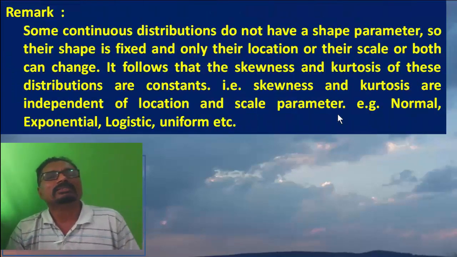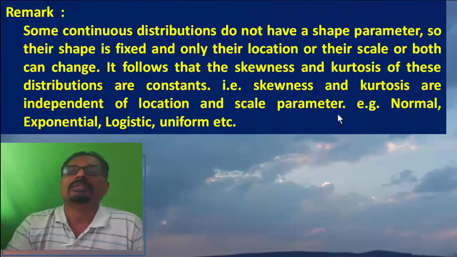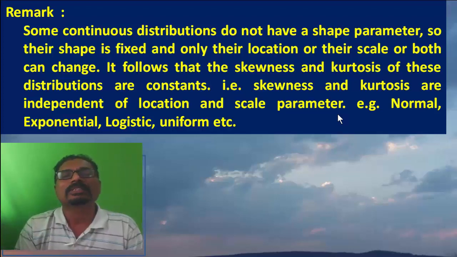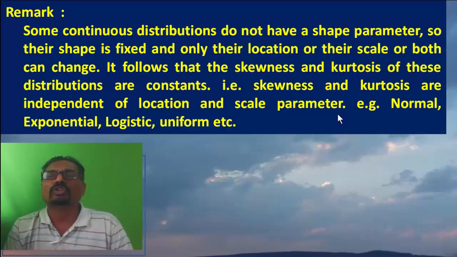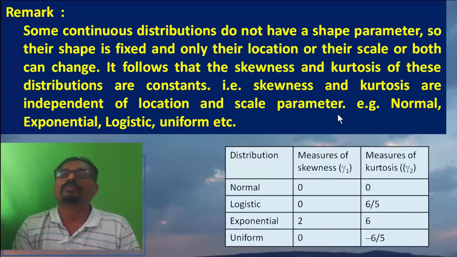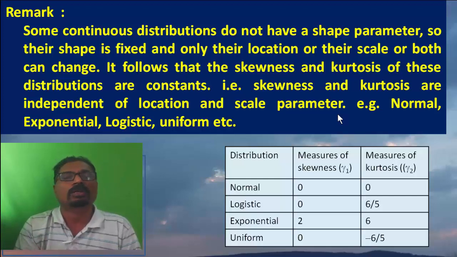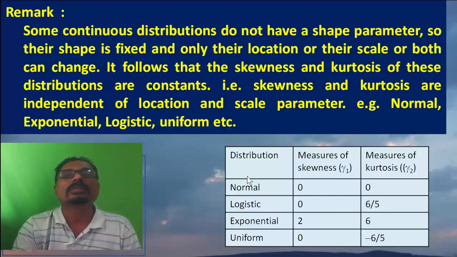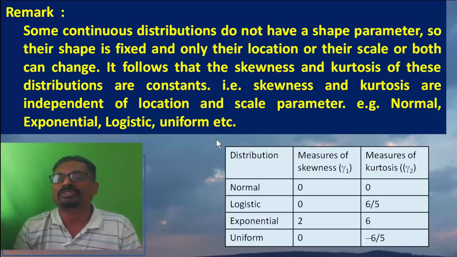One remark is that some continuous distributions do not have a shape parameter, so their shape is fixed and only their location or their scale, or both, can change. It follows that skewness and kurtosis of these distributions are constant. That is, skewness and kurtosis are independent of the location and scale parameters. For example, for the normal, exponential, logistic, and uniform distributions, the measures of skewness and kurtosis are constant because of the absence of a shape parameter. Therefore, these measures of skewness and kurtosis are constant.